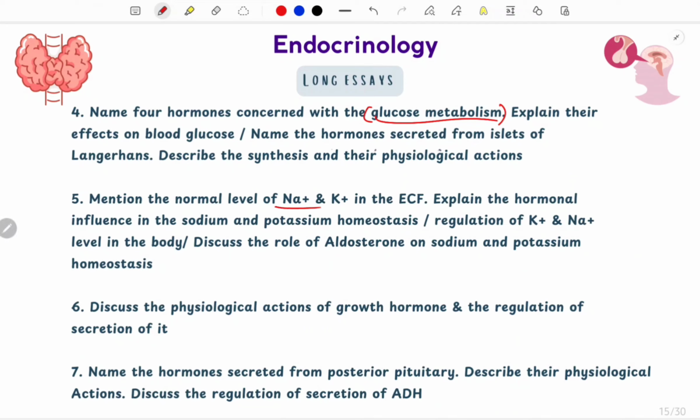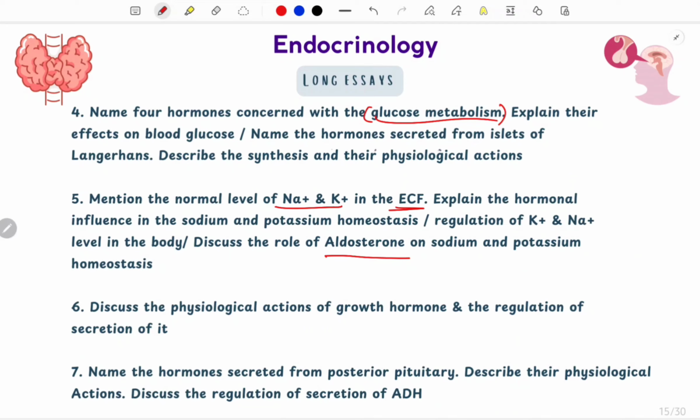Mention the normal level of sodium and potassium in the extracellular fluid. Explain the hormonal influence in the sodium and potassium homeostasis or regulation of potassium and sodium level in the body, or discuss the role of aldosterone on sodium and potassium homeostasis. Again, different formats but the same context.